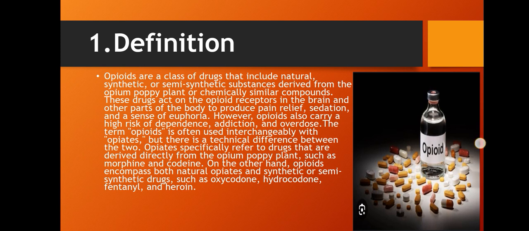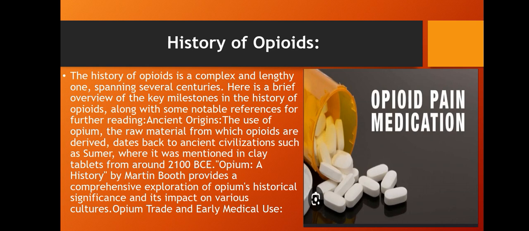Now I'm going to discuss the history of opioids. The history of opioids is a complex and lengthy one, spanning several centuries. Here is a brief overview of the key milestones in the history of opioids, along with some notable references for further reading. Ancient origins. The use of opium, the raw material from which opioids are derived, dates back to ancient civilizations such as Sumer, where it was mentioned in clay tablets from around 2100 BCE. Opium: A History by Martin Booth provides a comprehensive exploration of opium's historical significance and its impact on various cultures, opium trade, and early medical use.